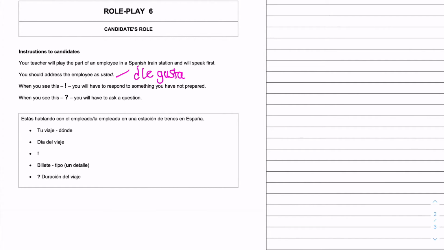So always make a little note of that somewhere on your answer page over here. That is my surprise question. My question mark, I have to ask a question. So I'm going to read through the whole task first.